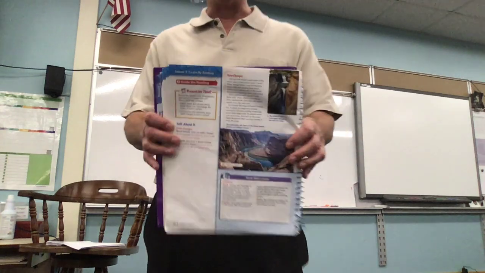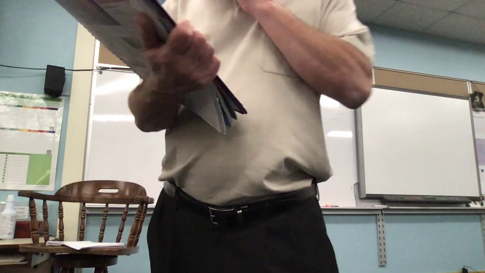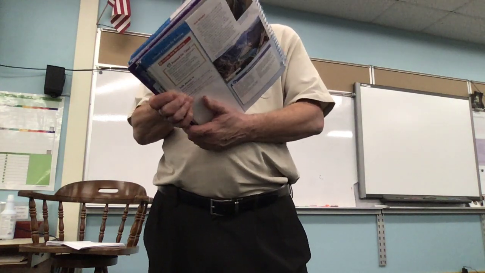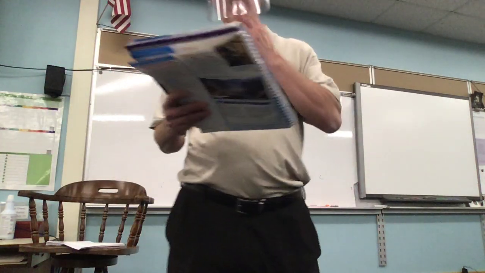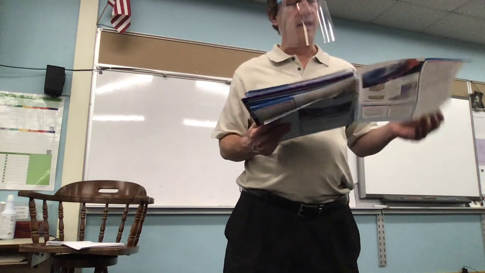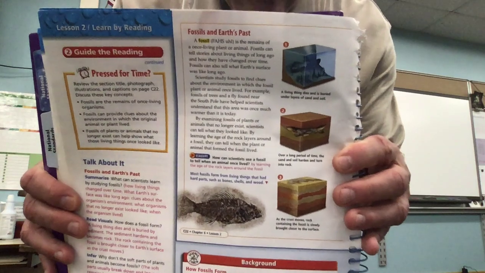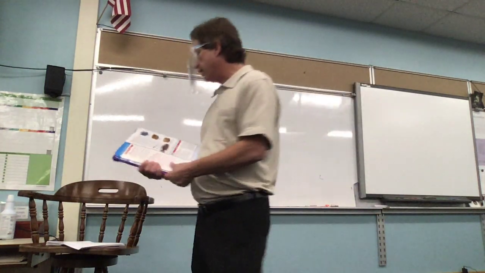On this page, we talked about how a canyon can be formed by a river, and we also talked about how rock can change with the actions of water. Rapid changes included volcanoes exploding rapidly, sometimes unexpectedly. And last but not least, we talked about fossils. And that brought us all the terms that we needed to know for the quiz.